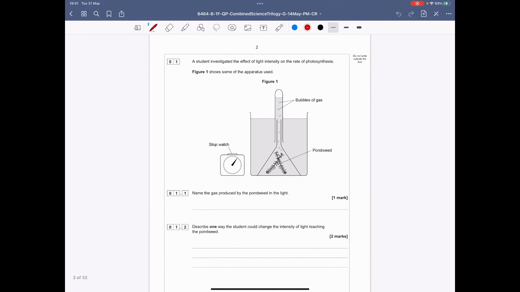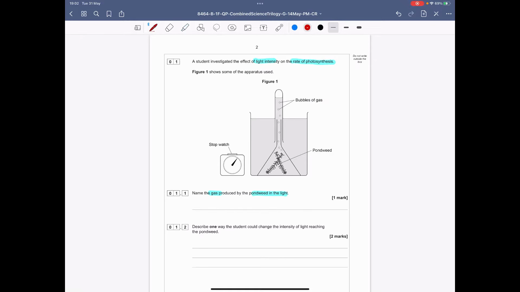So, question number 1 then. A student investigated the effect of light intensity on the rate of photosynthesis, and it shows some of the apparatus used. So they've got a stopwatch, they've got their pondweed in a beaker in water, and they've got bubbles of gas being produced. Name the gas produced by the pondweed in the light.